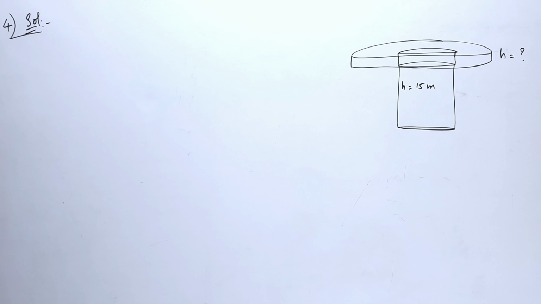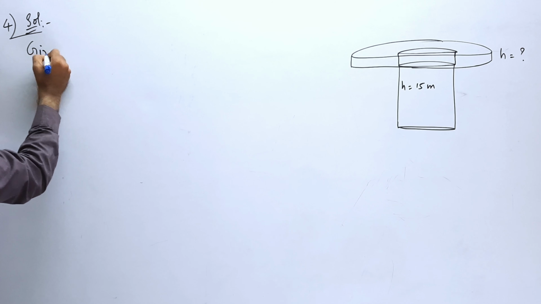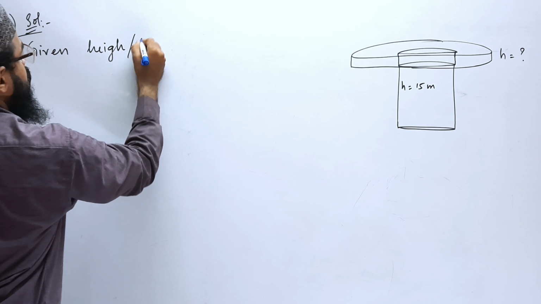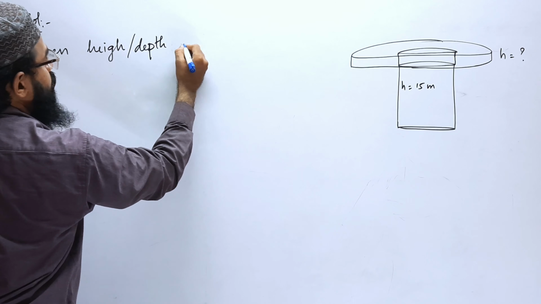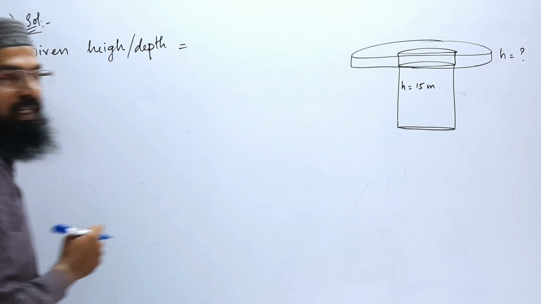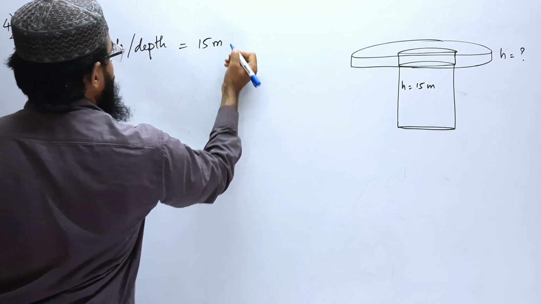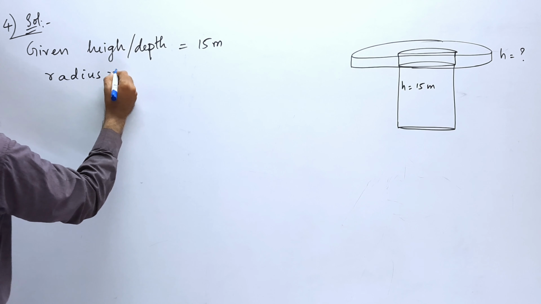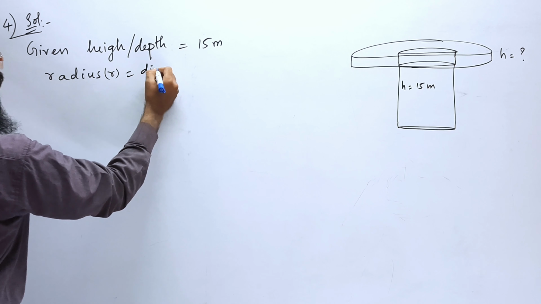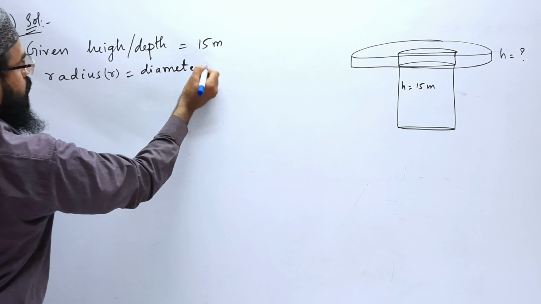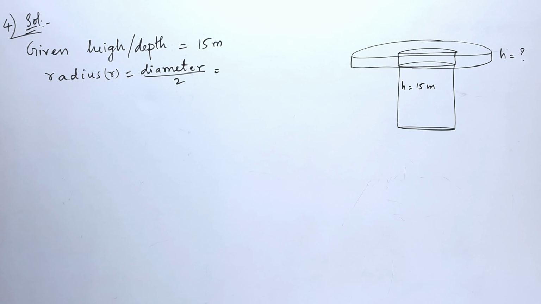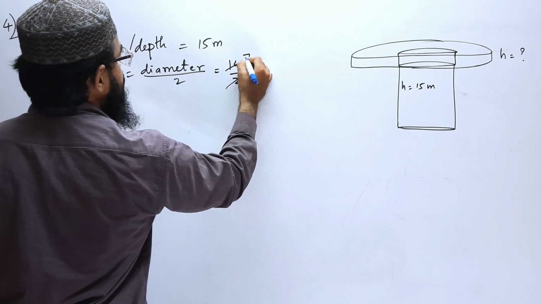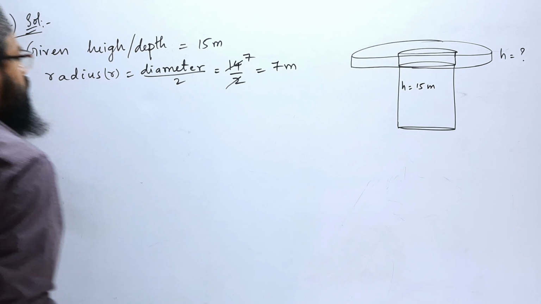So in solution, let us write given: height or depth of the cylinder of the well is 15 meter. For radius, r is equal to half of the diameter. So diameter by 2. What is the diameter? Diameter is given as 14. So 14 by 2, 2 sevens are 14, is equal to 7 meters.